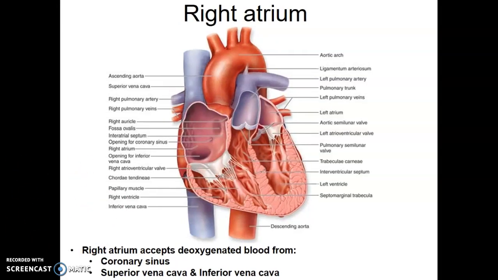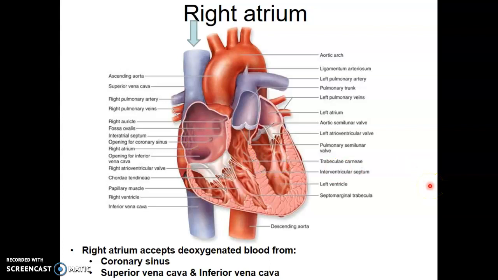Okay, so we're starting up here in the right atrium. Let's get our pointer. We're going to use this laser pointer. So here's our right atrium, right there. The right atrium accepts deoxygenated blood from the coronary sinus, which is back here and drains the coronary veins, the superior vena cava, which drains deoxygenated blood from the upper body, and the inferior vena cava, which brings in deoxygenated blood from the lower body. Those are all going to feed into our right atrium.